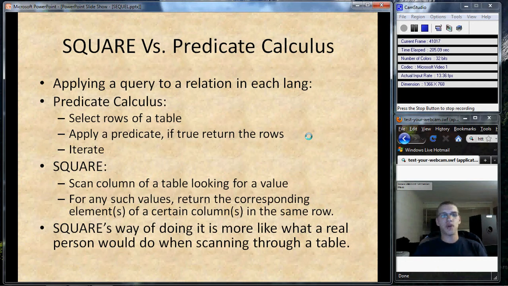Square takes the approach of looking at a table as a human would look at it. You would scan the column of a table looking for particular values, and if you find a value that meets your requirements, greater than, less than, equal, or whatnot, it returns the elements of the column or columns that you were looking for. It's essentially taking a big table written on paper, scanning with your finger down the column you want to filter against, and then writing down the values once you find a row that works.